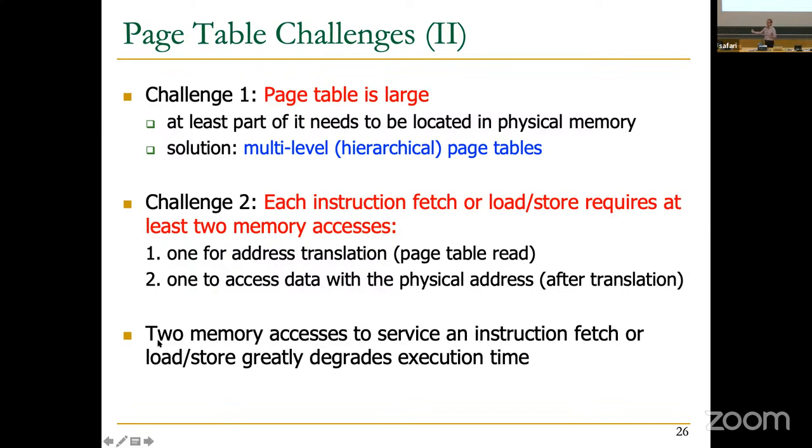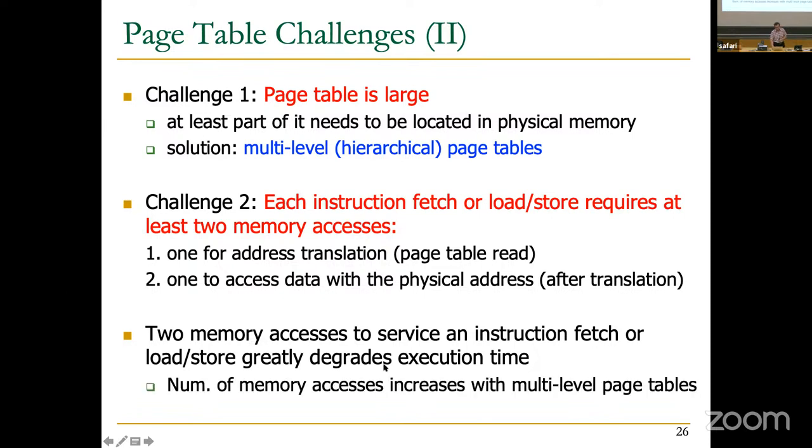You don't want to access memory twice to actually get the instruction, and then access memory twice to get the data that the instruction needs, right? You want to access memory once to get the data immediately. So basically, this is a problem. Two memory accesses to service an instruction fetch or load/store greatly degrades execution time. And the number of memory accesses increases with multi-level page tables, as we just discussed, unless we're clever.